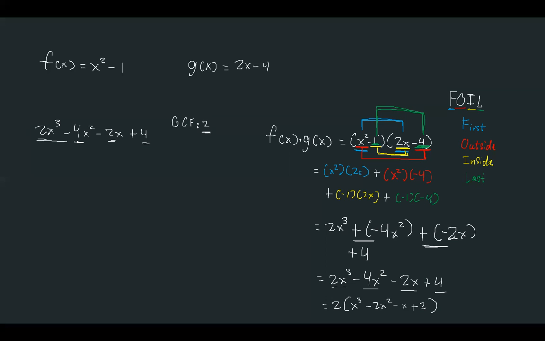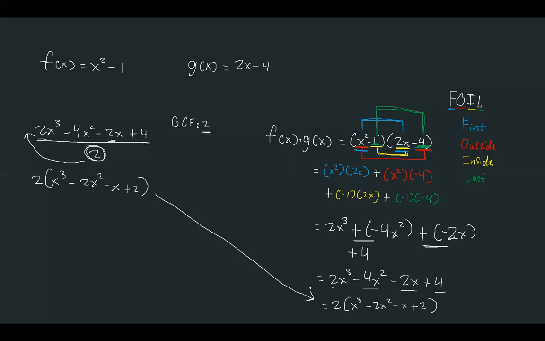So first, I divide it by 2. If I'm going to divide it by 2, what's the result? I'm going to have x cubed, minus 2x squared, minus x, and then plus 2. Basically, I divide each of the terms by 2. Now, since I use the GCF, which is 2, I'm going to put it here. So as a result, I have 2, then parentheses.